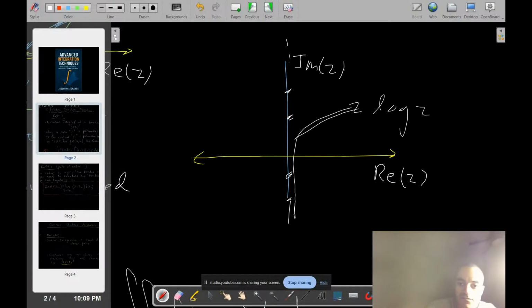Log z has an asymptote. It's not the fact that it has an asymptote that is why we have to call it a branch cut. The definition of a branch cut is tied to a multi-valued function. So what do I mean by multi-valued?